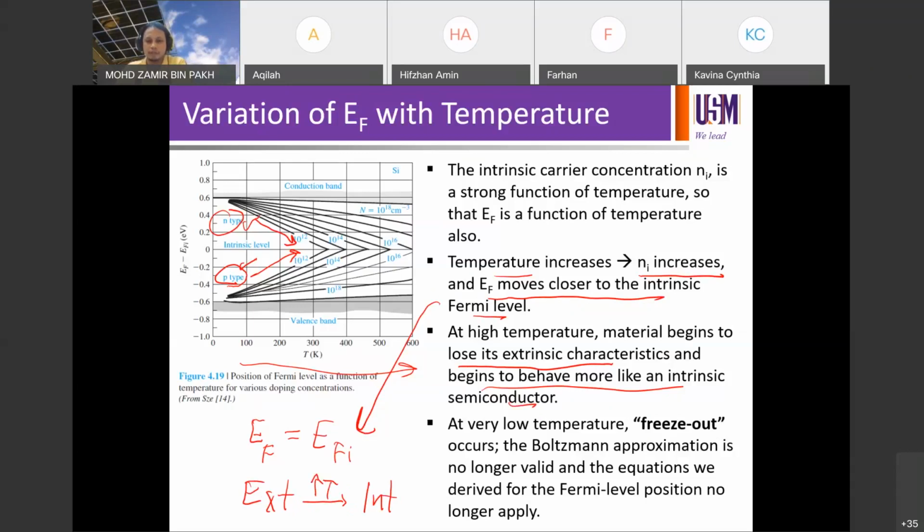So at very low temperature, 0 Kelvin, freeze out occurs. The Boltzmann approximation is no longer valid, and the equation we derived for the Fermi level position no longer applies at freeze out condition. So the key here is when you increase your temperature, your semiconductor material is going to lose its extrinsic properties, because now it's going to behave like an intrinsic semiconductor.